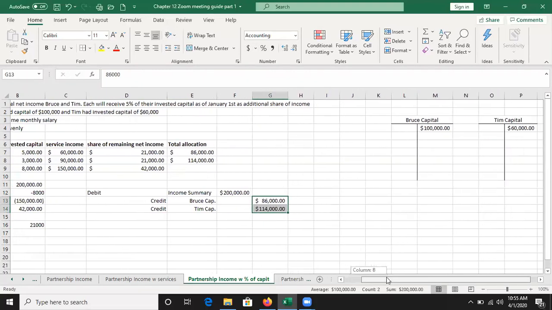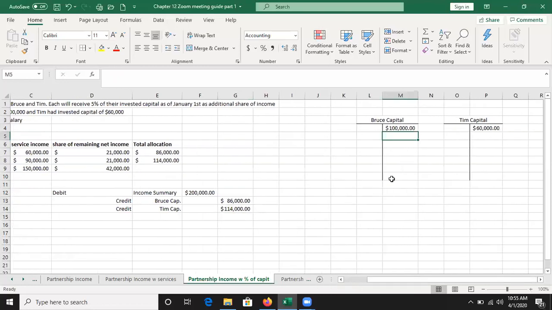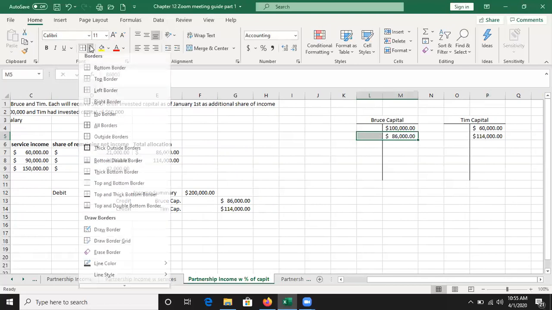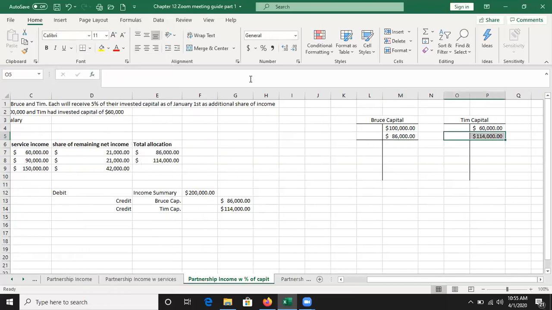So now if we were to just go and update their T-charts, Bruce's capital would increase by 86,000 and Timmy's capital would increase by 114,000. So now their new balances would be 186,000 for Bruce and 174,000 for Tim. Okay? So this is how partnership income is distributed. It goes towards their capital. And then at any time during the year, Bruce or Tim could withdraw money from the partnership if they want.